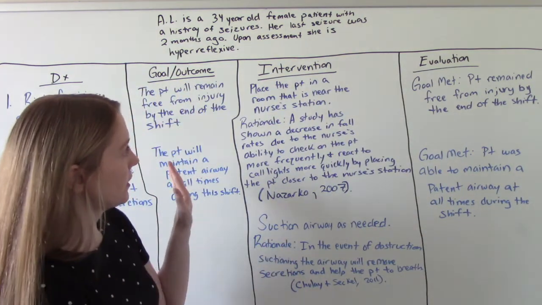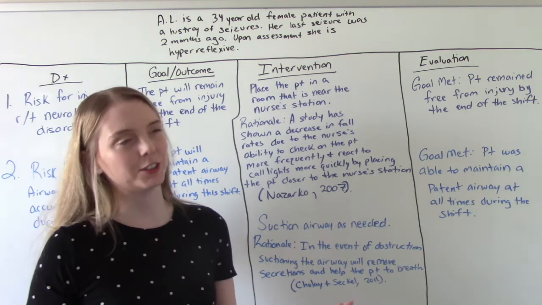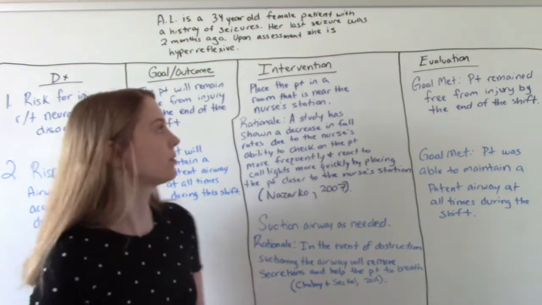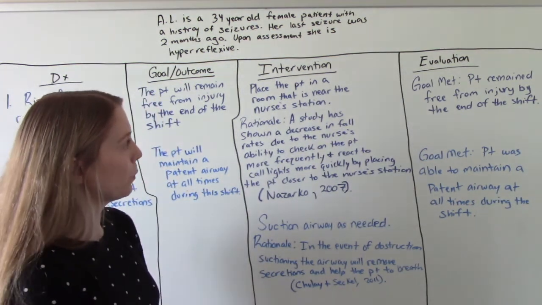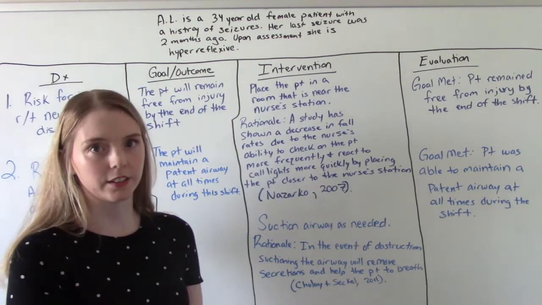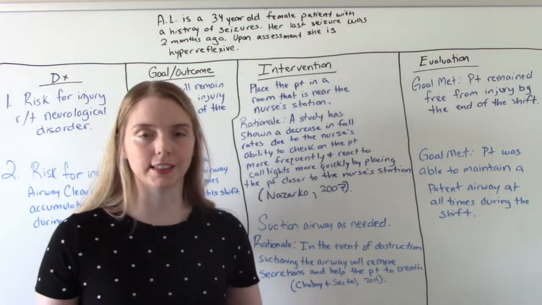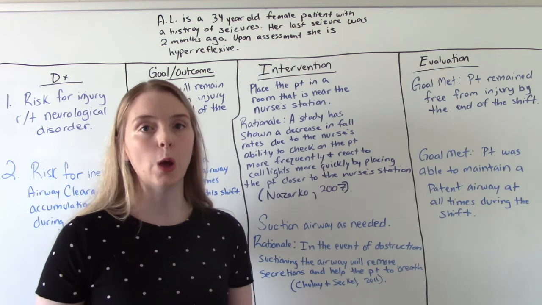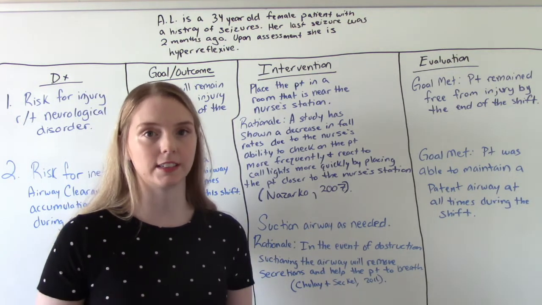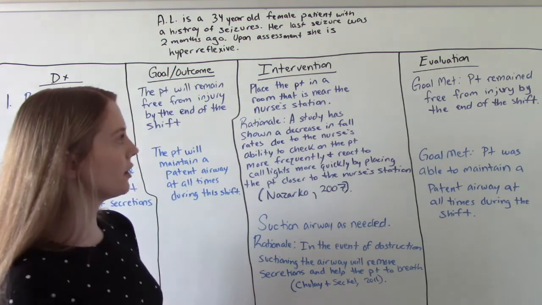Our intervention, so there's a lot of things you can choose here. The one that I chose was place the patient in a room that is near the nurse's station. And that is part of seizure precautions. That's one of the things that we routinely do if we have a patient who has a potential for having a seizure. So placing them near the nurse's station.